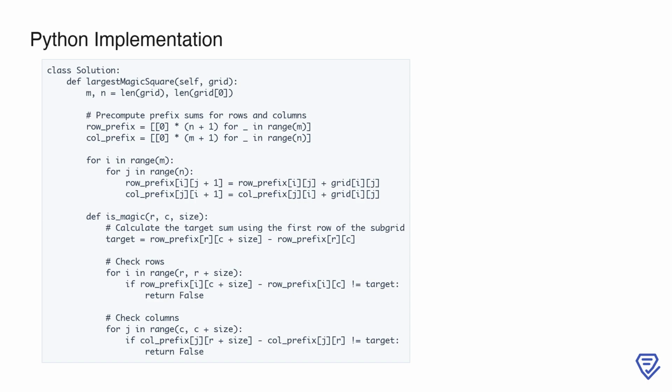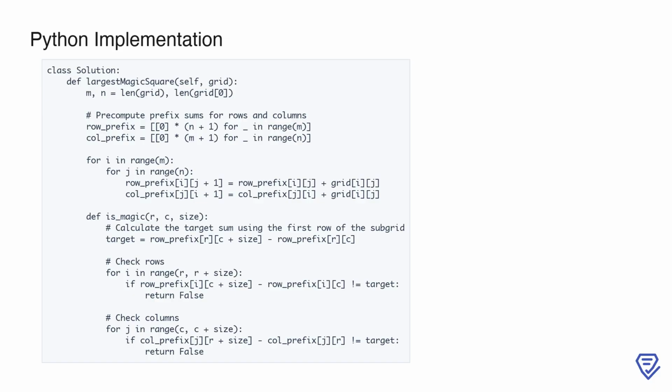Here, we start by defining the function largest magic square inside the solution class. The first step is to determine the dimensions of the grid, m and n, which represent the number of rows and columns, respectively. Next, we pre-compute prefix sums for both rows and columns to make the calculations more efficient later.